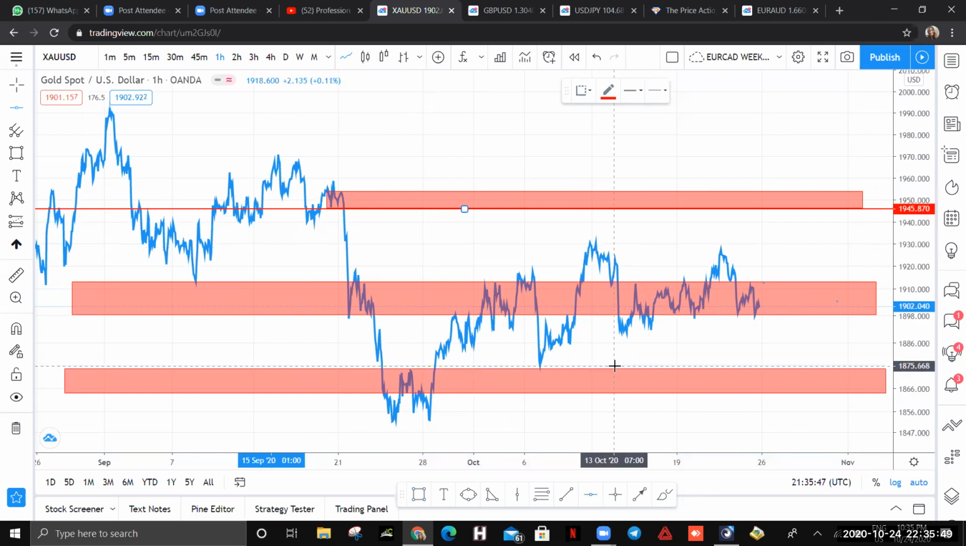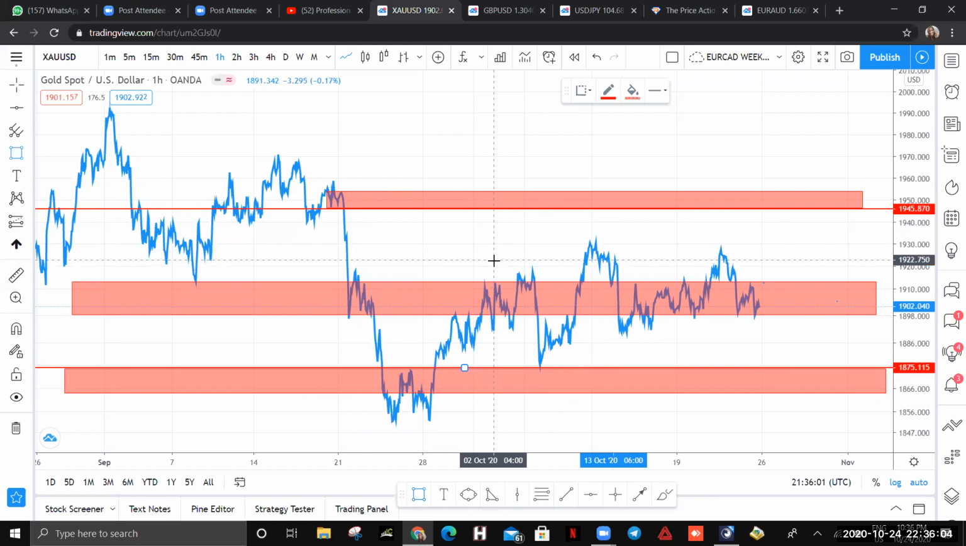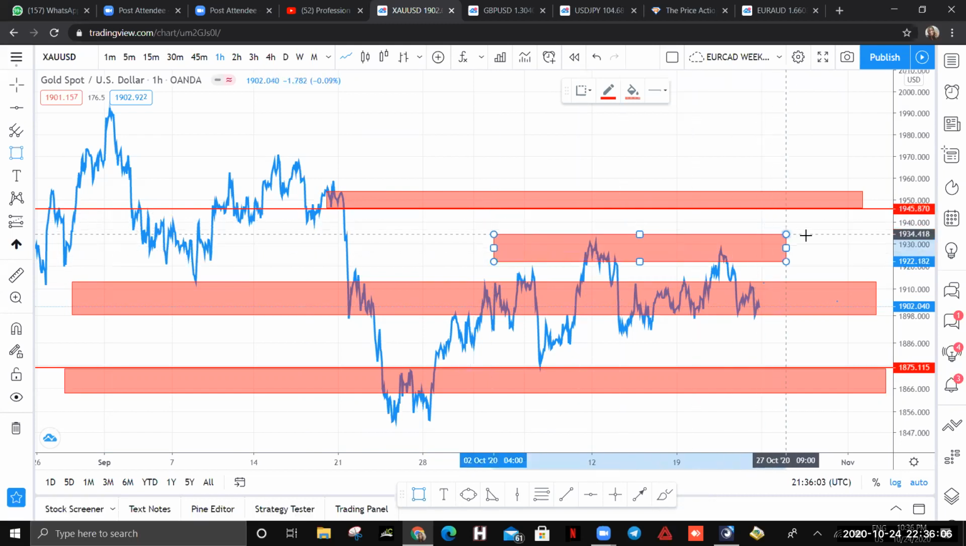If it comes down, it's coming back to what? 1875. You can see what price has been doing here since October. It actually came on the 6th of October. Price came here, 1870. Broke up to this area. Let me draw a zone within that consolidation zone. I can see from here.